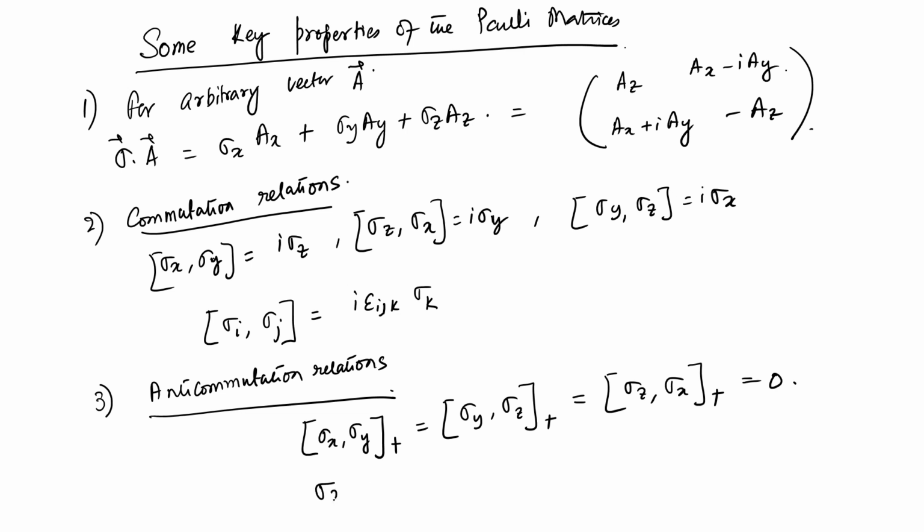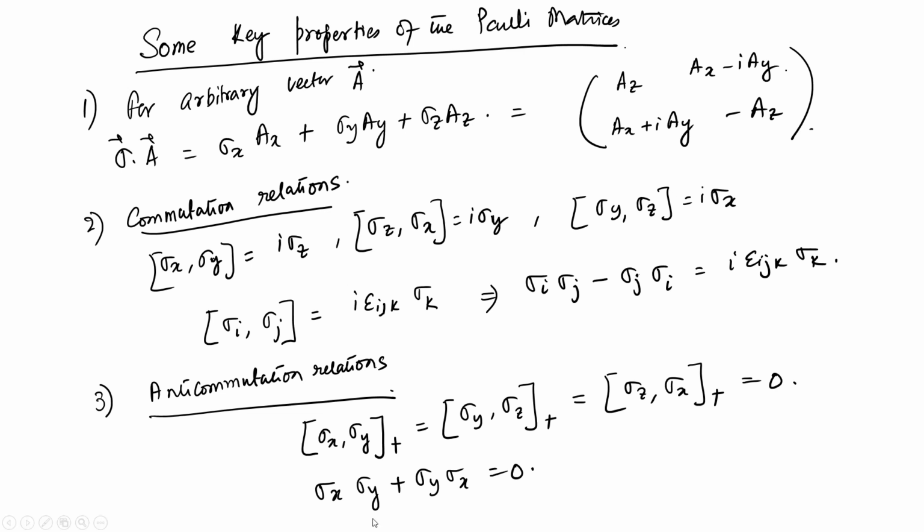Now, what it means is that you have sigma x sigma y plus sigma y sigma x, this is equal to 0. You see that the commutation relation actually has a minus sign, sigma i sigma j minus sigma j sigma i. That is the commutation relation, that is equal to i epsilon i j k sigma k. However, these anti-commutations are written with a plus sign in between.